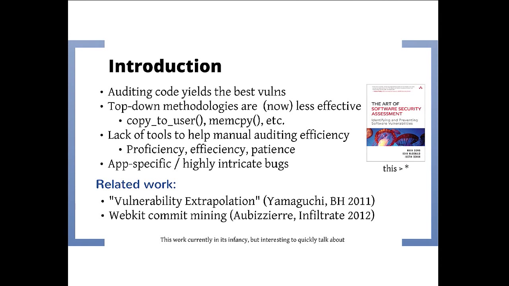It's all about automation and so on, right? So my theory is that the more proficient you are, the more efficient you are, and the more patience you have, the better you'll be. That book on the right, The Art of Software Security Assessment, if you're into code auditing, just get that and read it. It's about 1,200 pages. It's very, very good. But yeah, we're after app-specific intricate bugs, right?